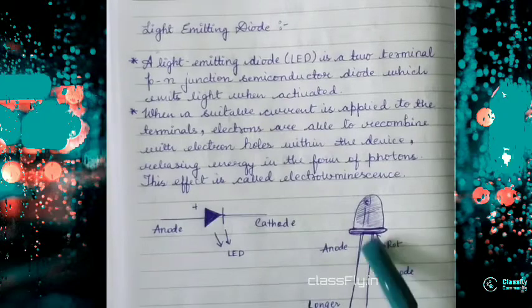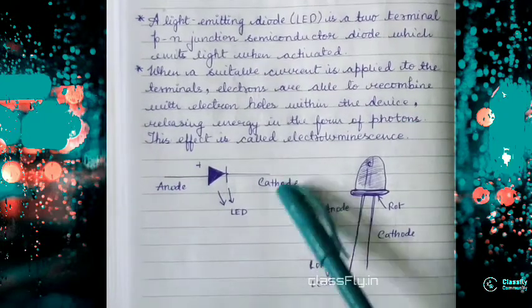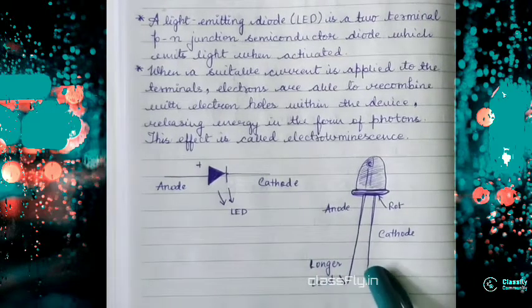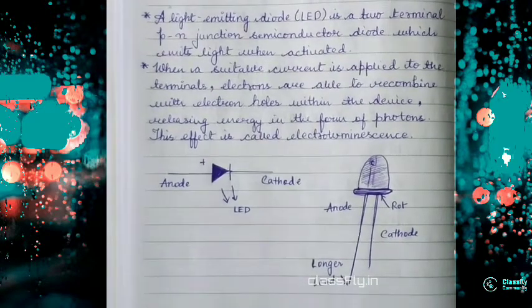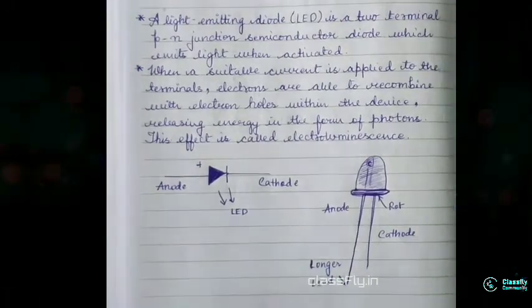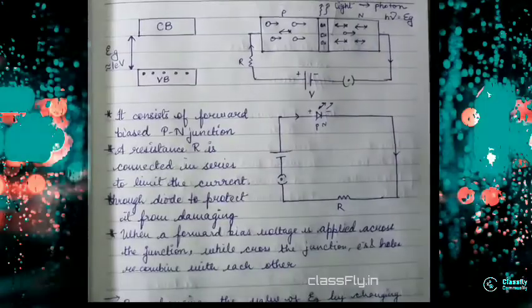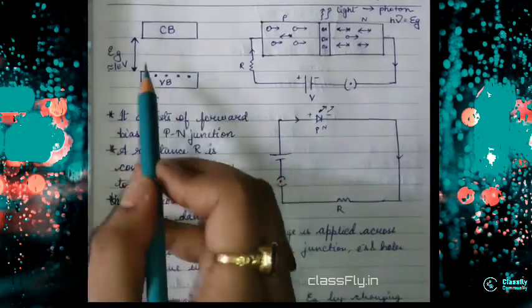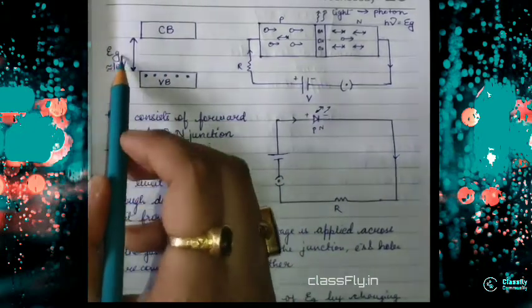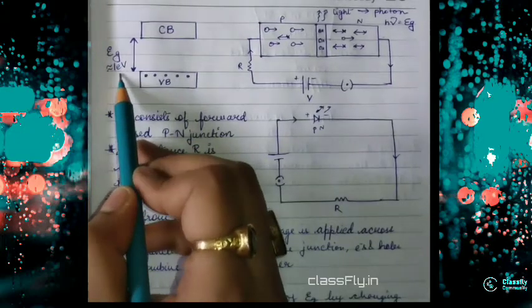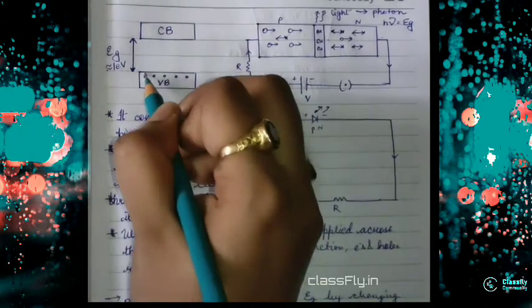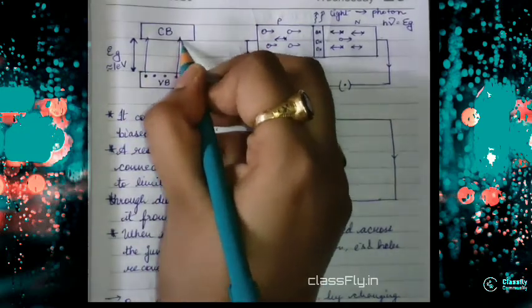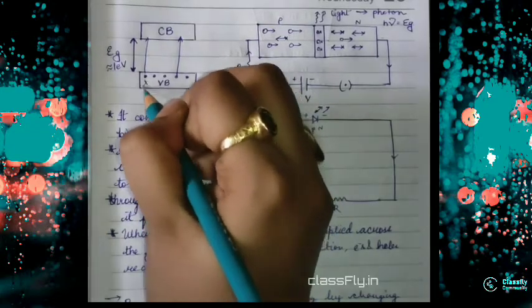This is a small diagram of how an LED looks. The longer lead is the anode and the shorter one is the cathode. Now let's move on to the conduction band and the valence band, which we have already understood. Let's recall one more time that the conduction band and the valence band have a gap, which we denote by Eg, approximately 1 electron volt. Whenever it gets a minimum of energy, the electrons move to the conduction band and leave holes here.